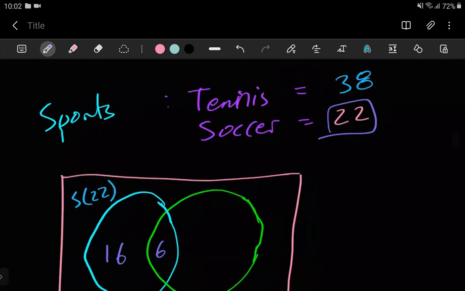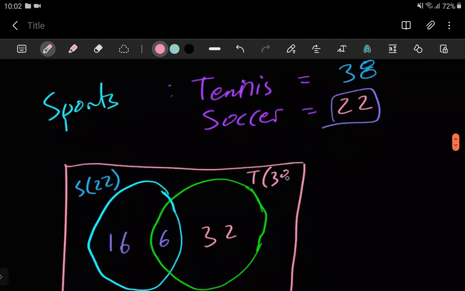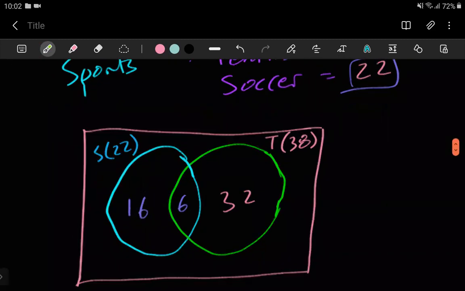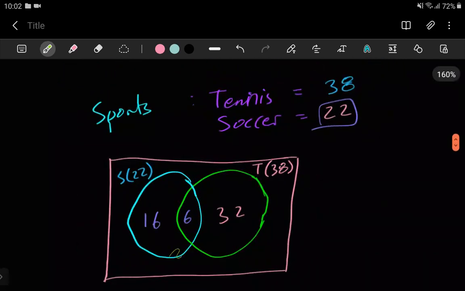And then for the tennis, if there's 6 here, it means this has to be 32, because the people that play tennis, we know it is 38. Without explaining too much, what I'm trying to say is with this Venn diagram, this is how it works. You have one event over here, which is people that play soccer.